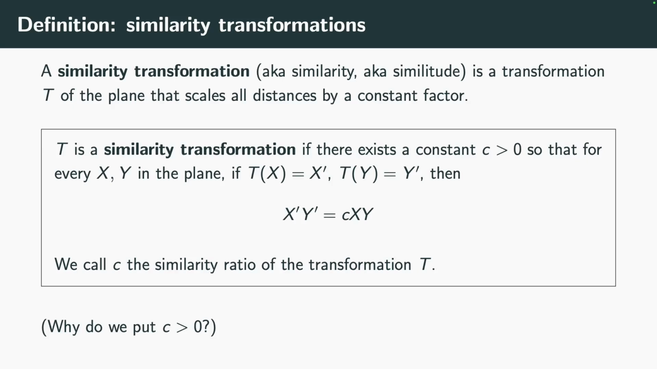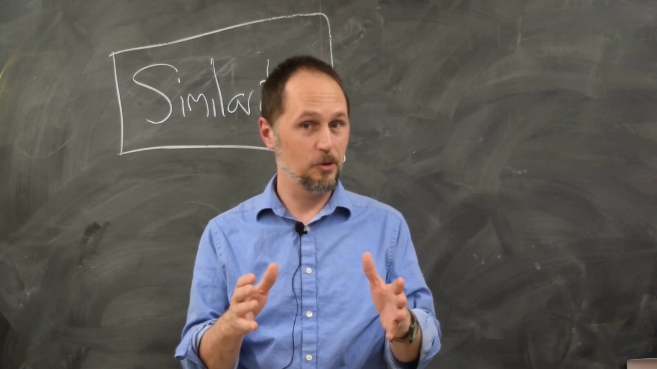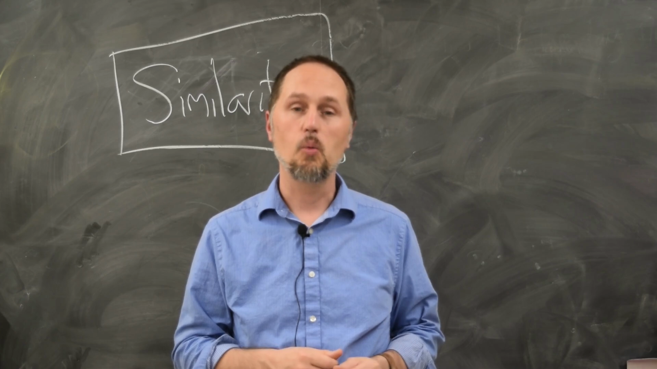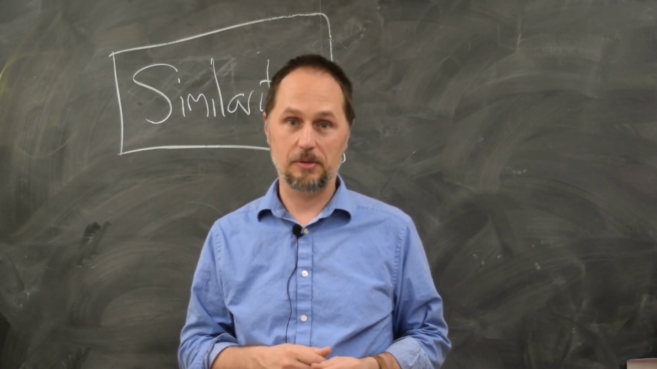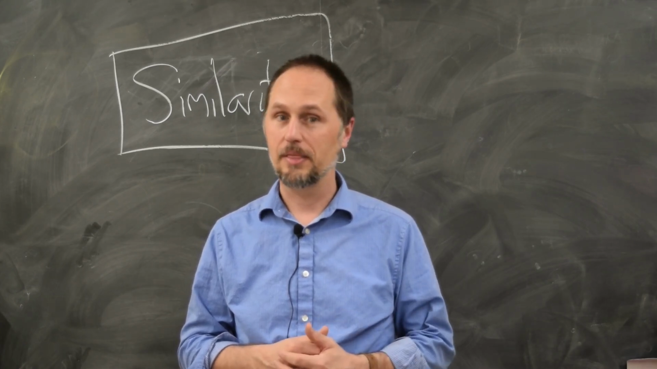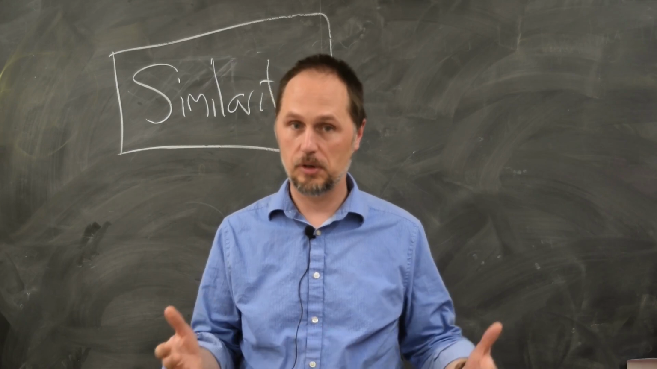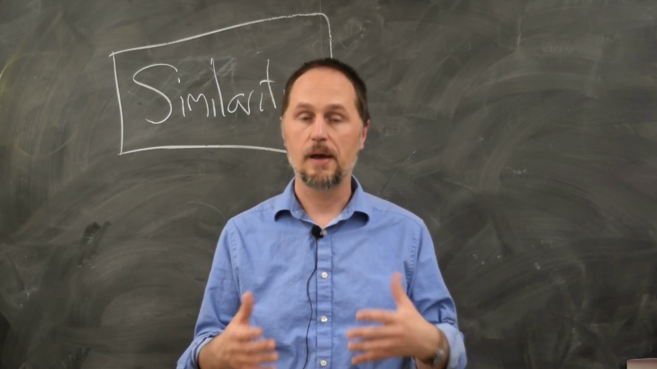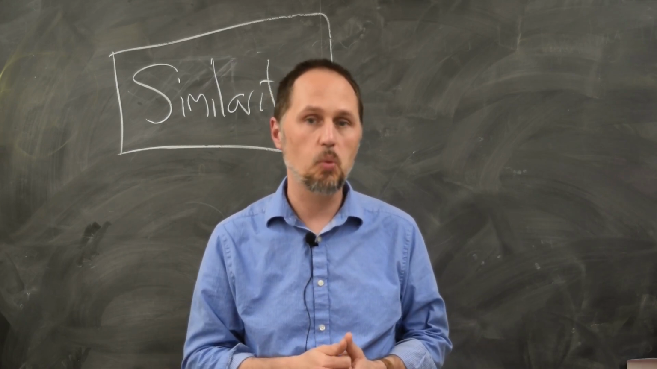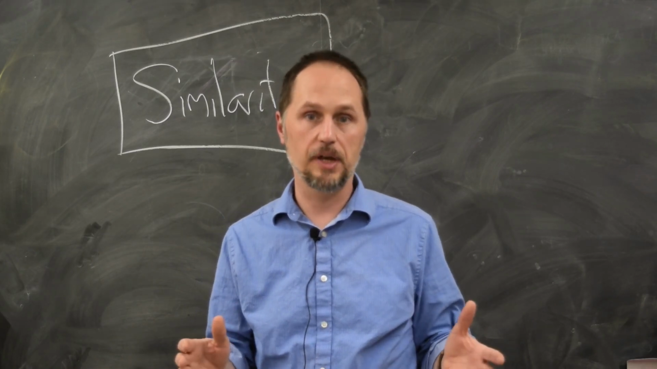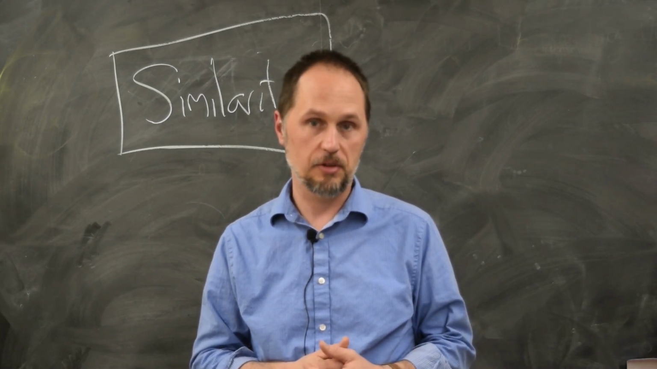Now I want you to notice here, if c equals 1, this is the same thing as an isometry, right? So an isometry is a special case of a similarity transformation. The big question is, why do we have c greater than 0? That's something we put in our definition, of course, so it's forced on us. But the question I want you to think about is, why is that the only sensible thing to put in here at this point?